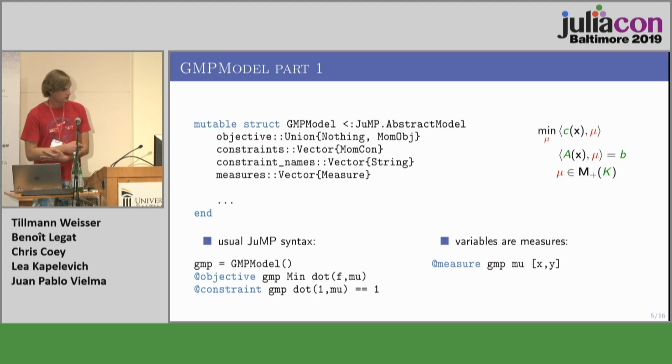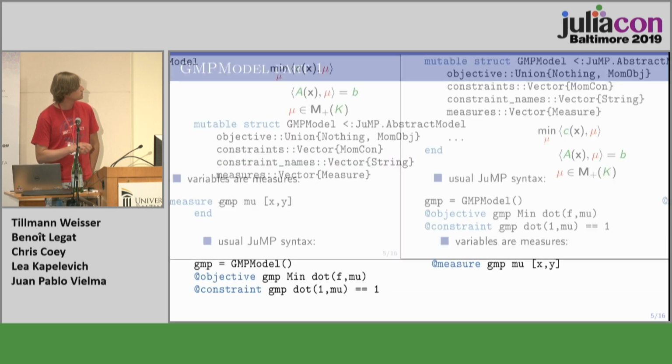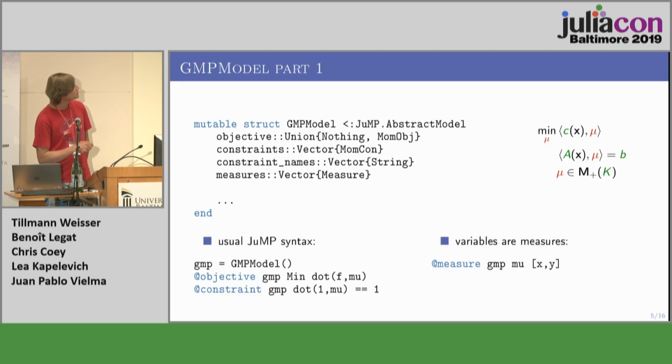The first thing I did is create a JuMP model. This is an abstract JuMP model, so it's a subtype of abstract model. I only show the first part here, and the second part is going to be later. Here I just gather the data. I want to have an objective function, that's here. I want to have constraints, they're here. Maybe I want to have names for my constraints to refer to them. And I want to have measures.